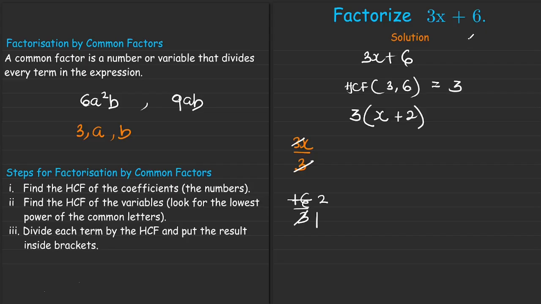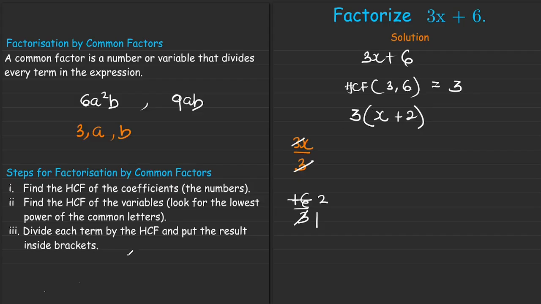Very simple. Following the rules, we said what? Find the highest common factor of the coefficient, after which we find that of the variables if it exists. In this case, we had no variable here, so we didn't even go there. If you get your highest common factor, which in this case was 3, we divide each and every term by the 3. So divided by 3, divided by 3. This 3 cancels out this 3. And then this also divides this to give us 2. So with our highest common factor out, we now have x plus 2. And that is what we have as our solution over here.